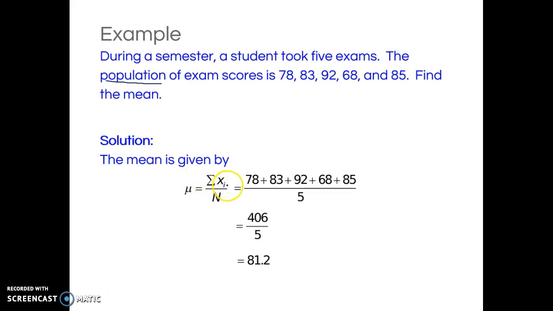So we're going to add all of the test scores together, 78 plus 83 plus 92 plus 68 plus 85, and we get 406, and then we divide that by the number of numbers. There's 1, 2, 3, 4, 5 test scores, so divide by 5 and you get 81.2.